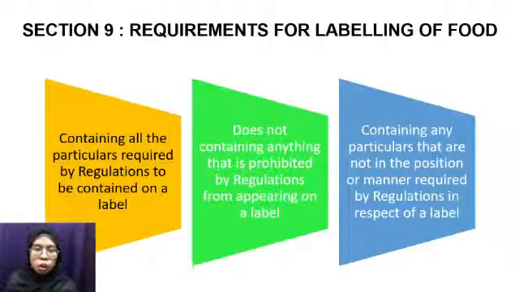So today I'm going to explain about section 9, requirement for labeling of food. The package must contain all the particulars required by regulation to be contained on the label, and does not contain anything that is prohibited by regulation from appearing on a label, and contain any particulars that are not in the position or manner required by regulation in respect of the label.